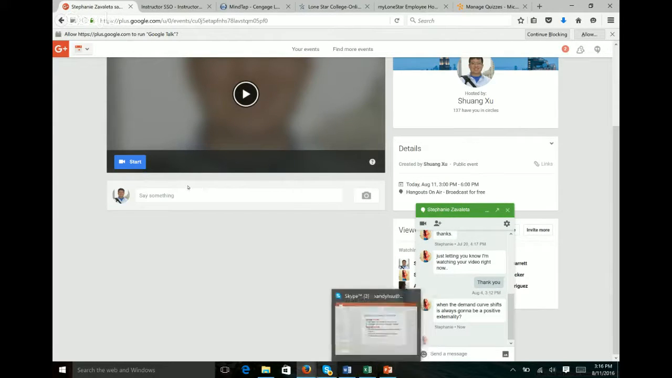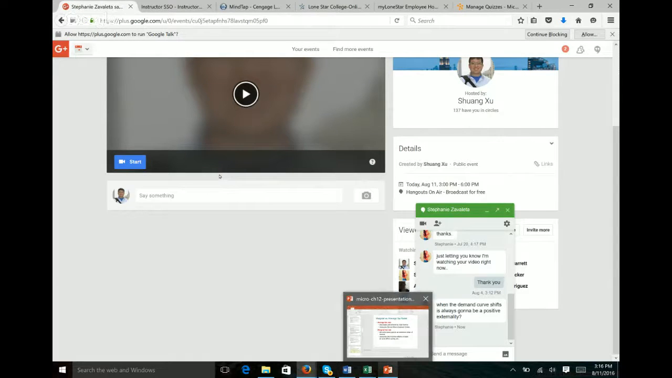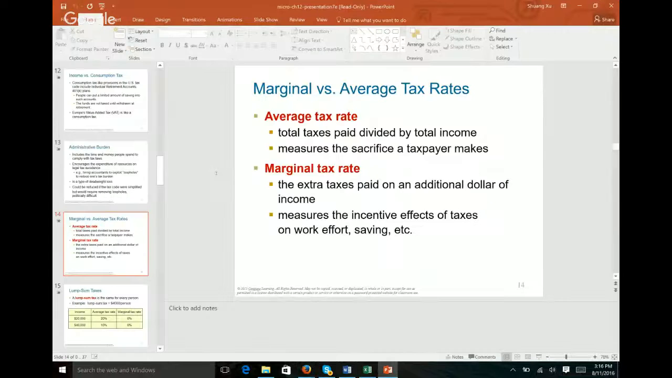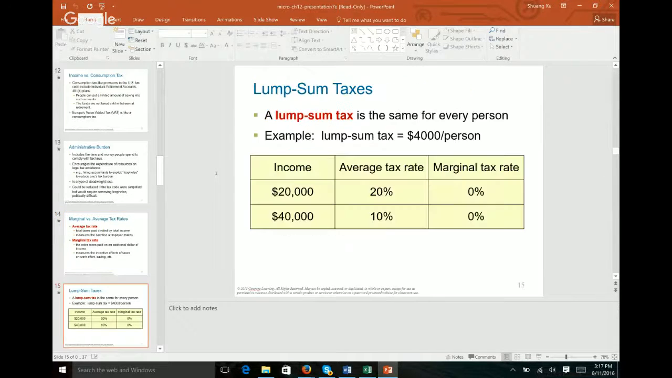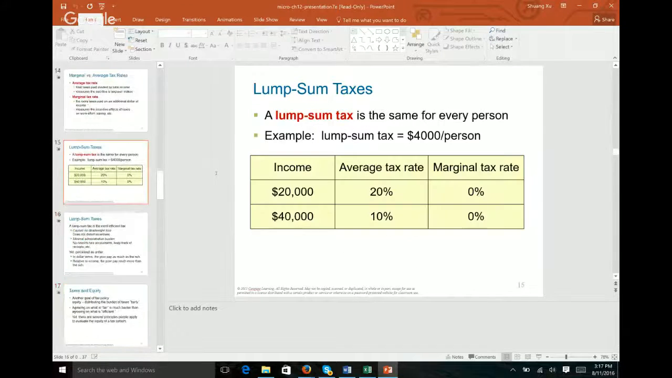Let's continue. It's my PowerPoint. Here we go. All right. So know what an average tax rate is. Know what a marginal tax rate is. So given your table, you should be able to find the different taxes a person pays. And know what a lump sum tax is.